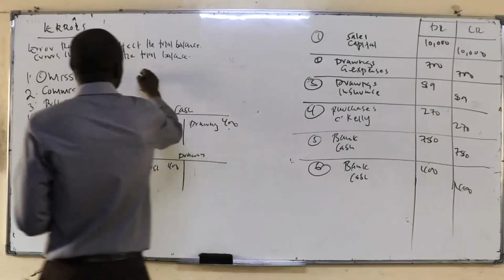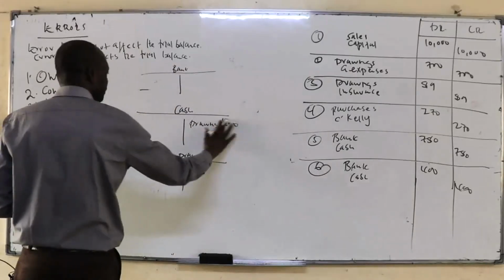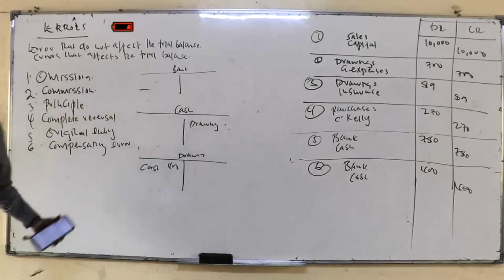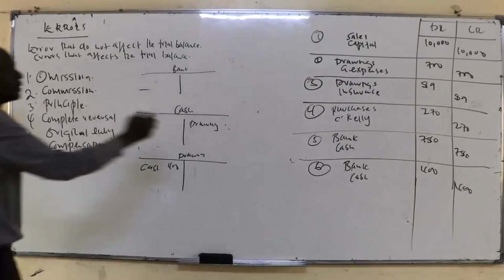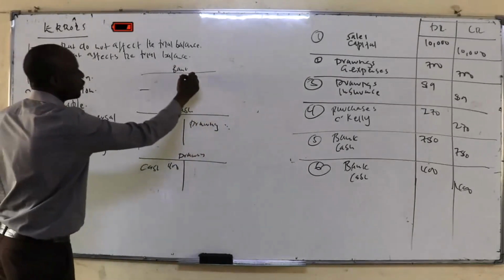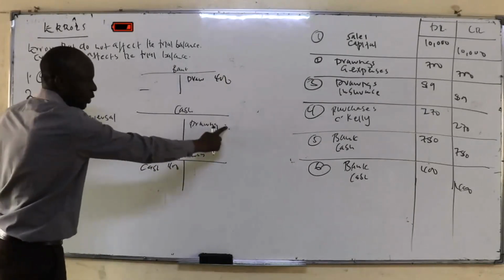So we have another account here we call bank. They took cash for personal use, which you call drawings in business language. So now these drawings is supposed to have been credited here, but they credited here. So they wrote here drawings 400. The proper account should have been this one.